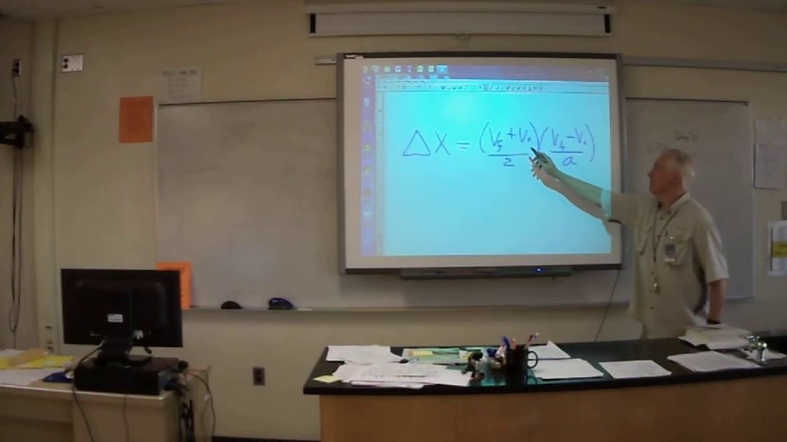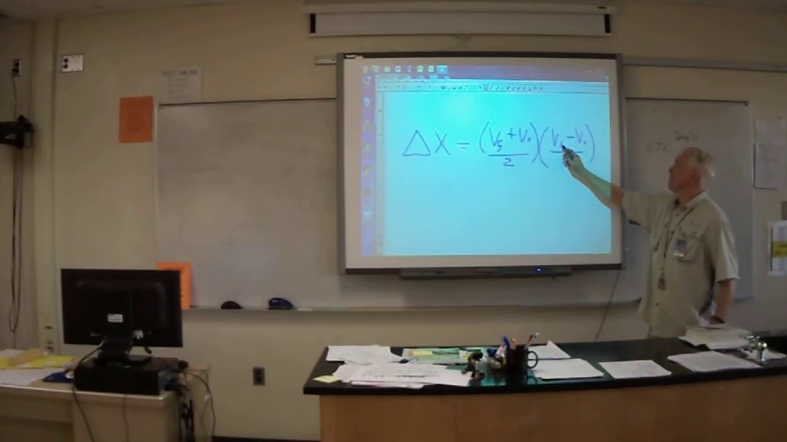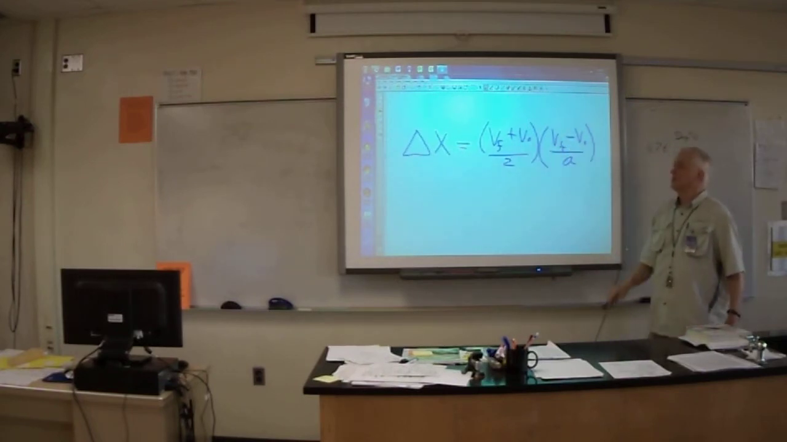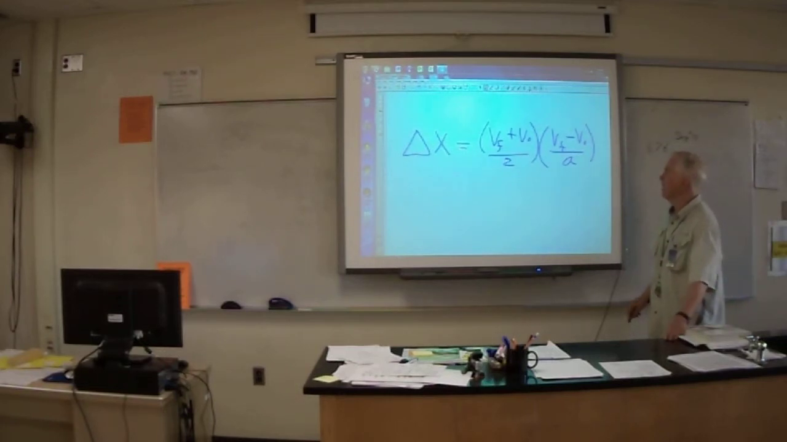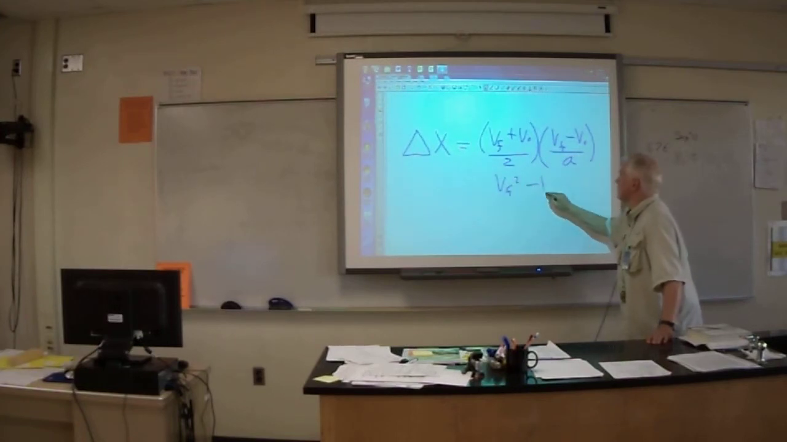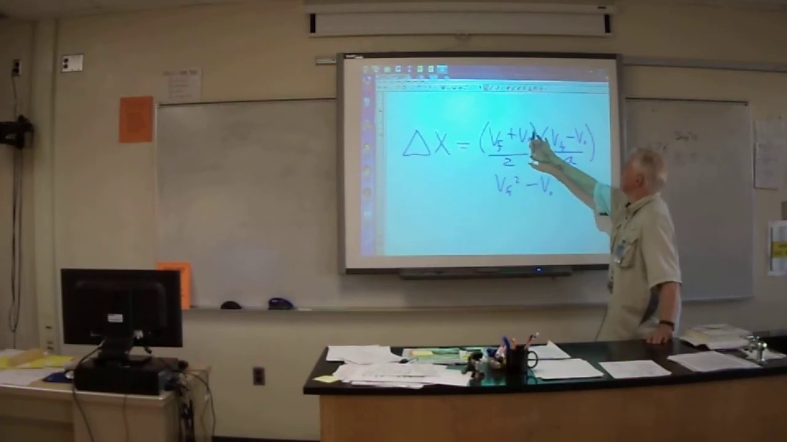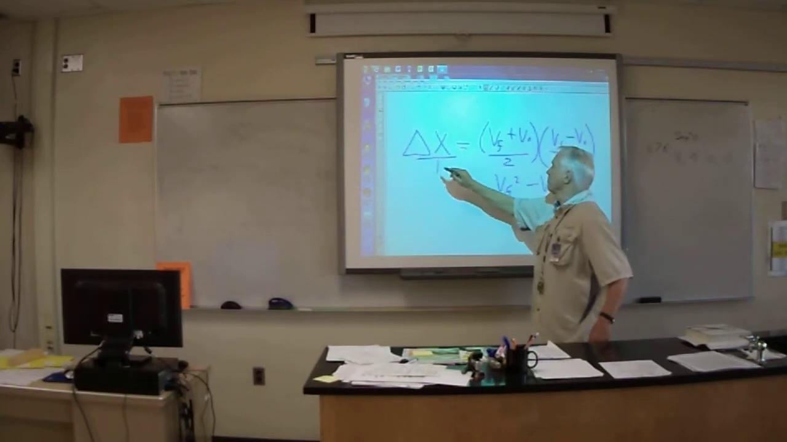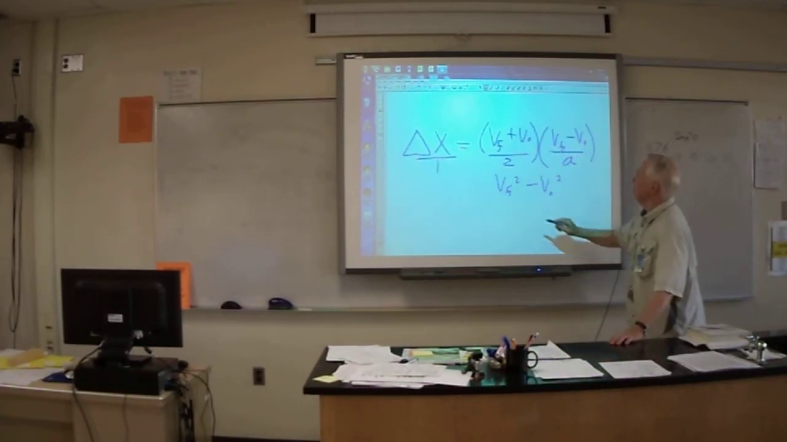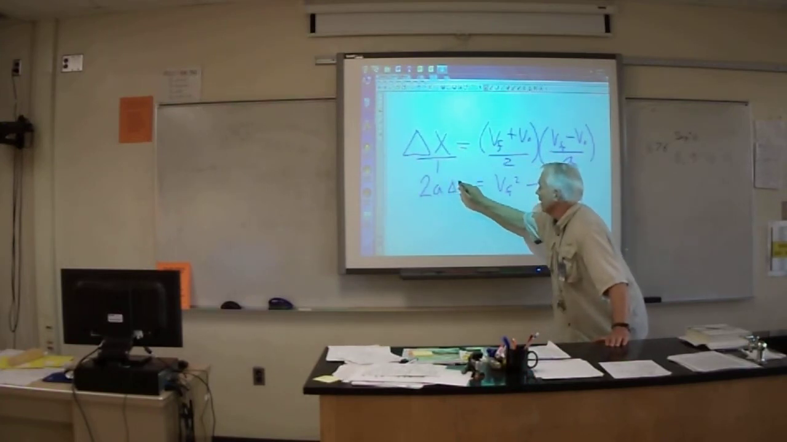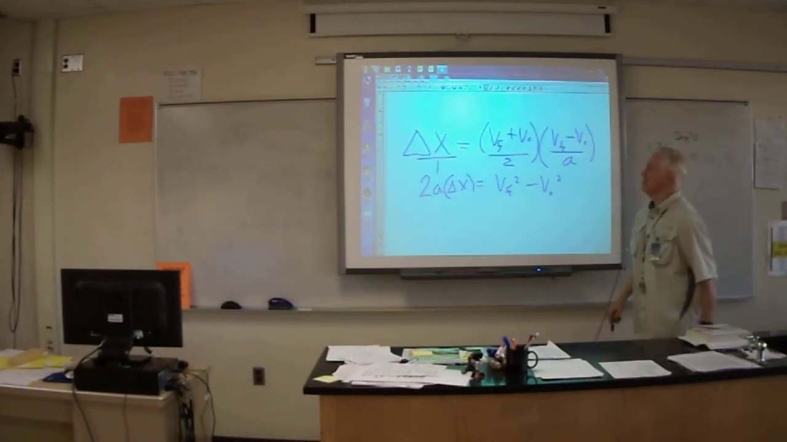The top of this, v final plus v initial, you look at that polynomial there, plus, minus, similar terms. We recognize that as something very easy to multiply. V final squared minus v initial squared takes care of the top. Now I'm going to do a cross product. So that delta x over 1 times 2a, I have 2a delta x. I'm just about there.